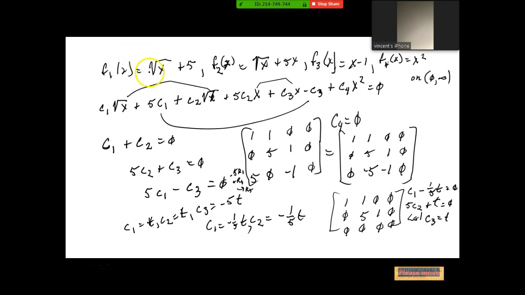Okay? If you do here, you get root x plus 5... I did something else wrong here. These are opposite each other. One of these is plus and one's minus.